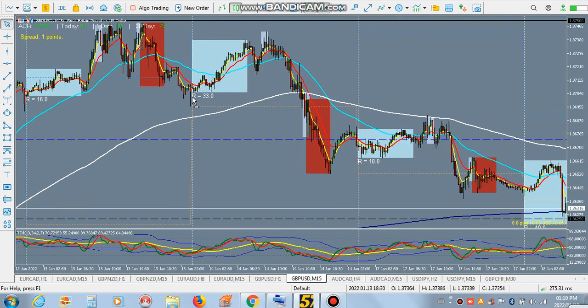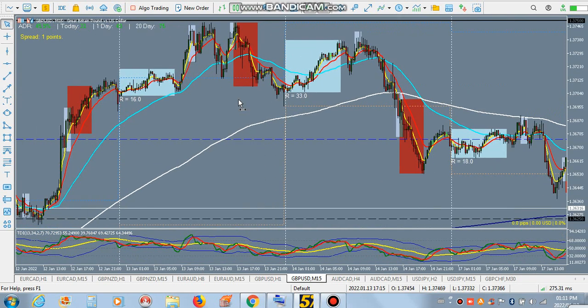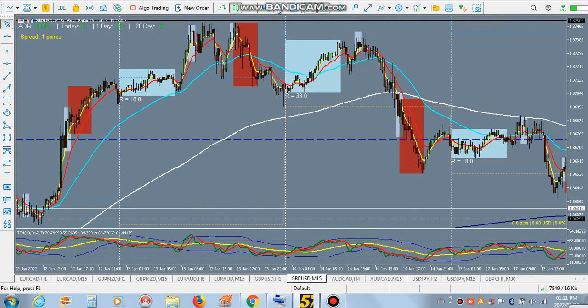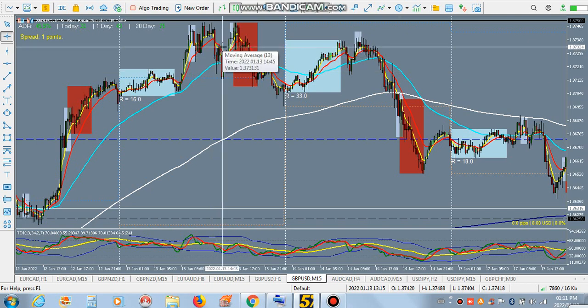Guys, my chart is not loading properly, but if you can go on your charts, I want you to backtest this, to check it on your own charts, guys, at your own time. Go on your D1 chart, and check on the 13th of January. See what happened around this time, midday 13th of January.